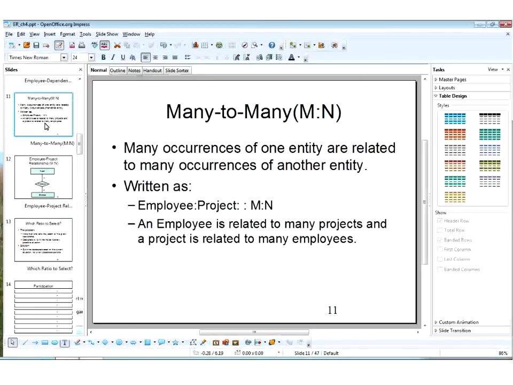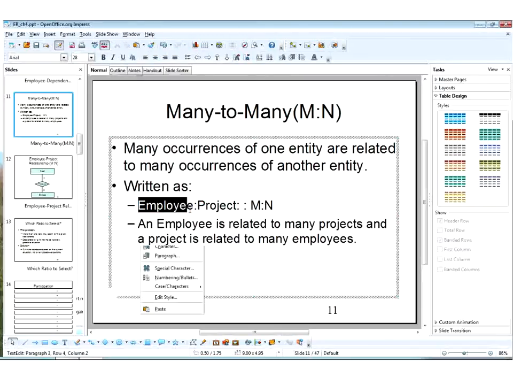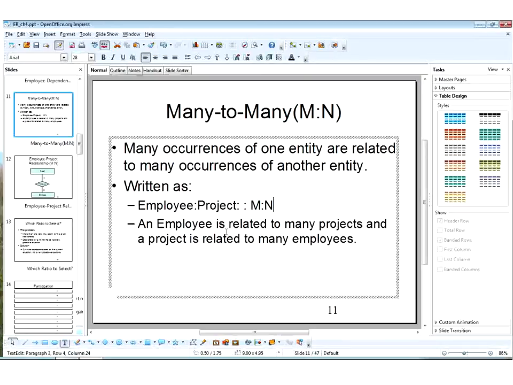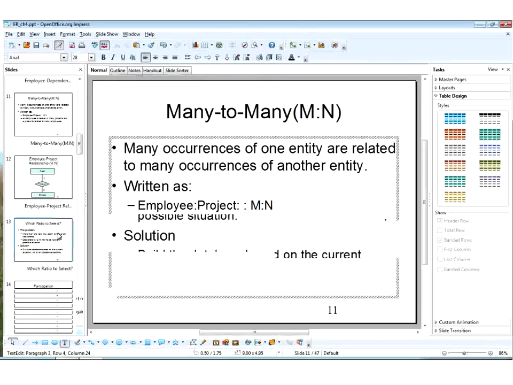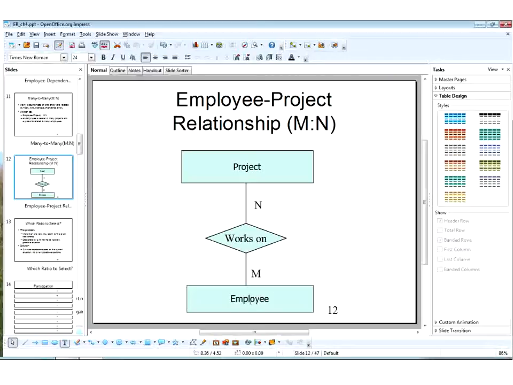And we have many to many. So guess what? Many occurrences of one entity are related to many occurrences of another entity. And as we said before, many just means one or more. So here you go. Employee and project is an example, M to N. An employee is related to many projects, and a project is related to many employees. Sorry, here's the example here. An employee works on one or more projects. Projects are worked on by one or more employees. So you have a many to many there, okay?